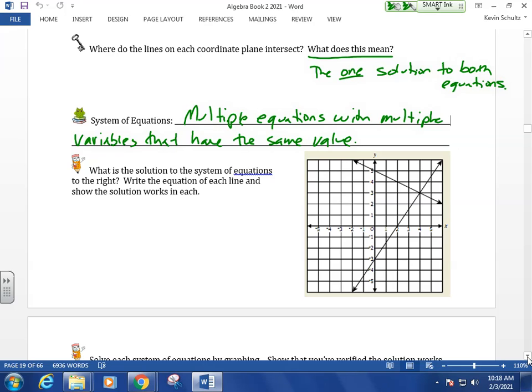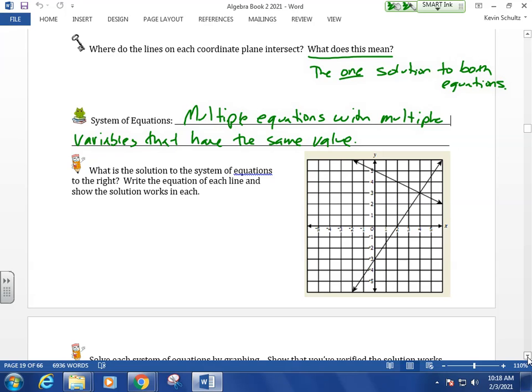the z-axis. Did you know that the coordinate plane can have a z-axis? Yeah, the z-axis is a three-dimensional coordinate plane. It goes straight through the board. So if we were to have a z-axis here, it'd be coming straight out the board, straight at you. Okay, but we're not there yet. That's algebra 2. Right? But a system is multiple equations with multiple variables, and those variables all have the same value, and that's what we're trying to find.